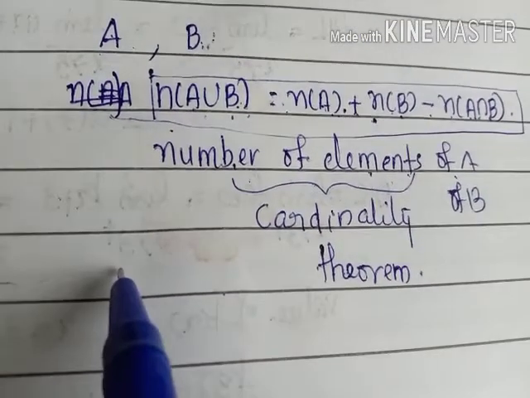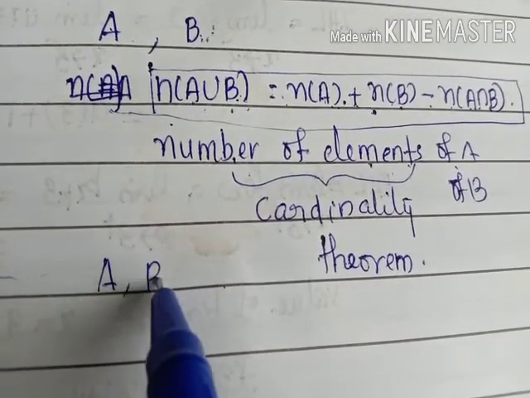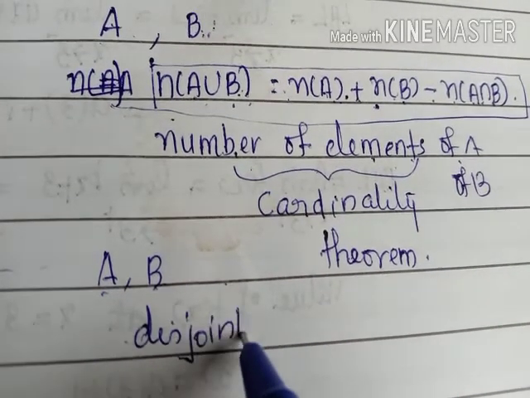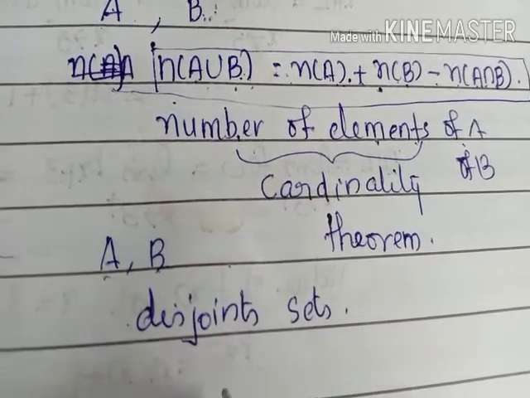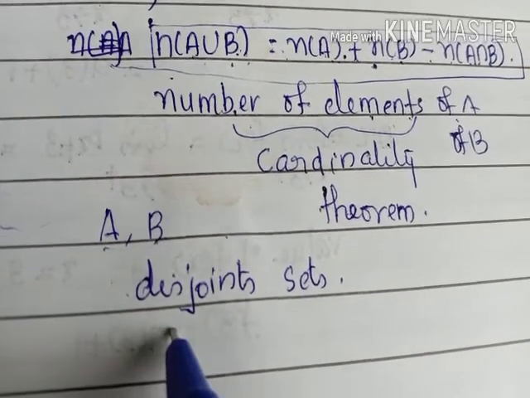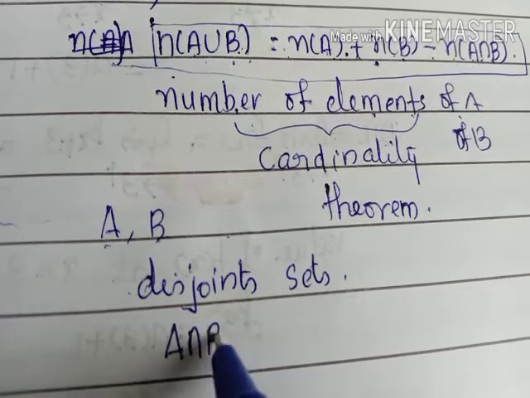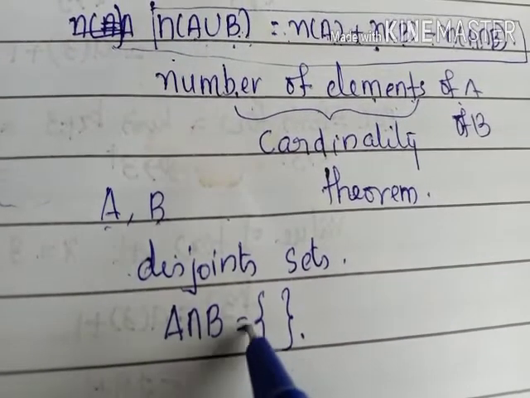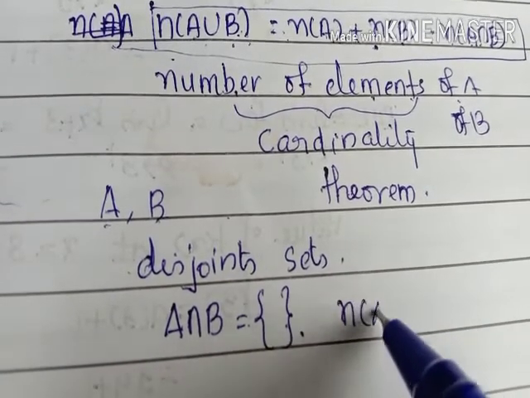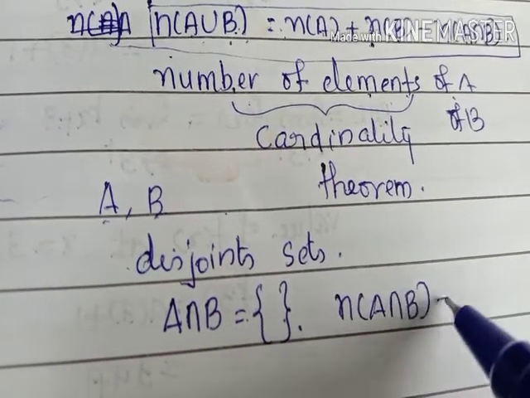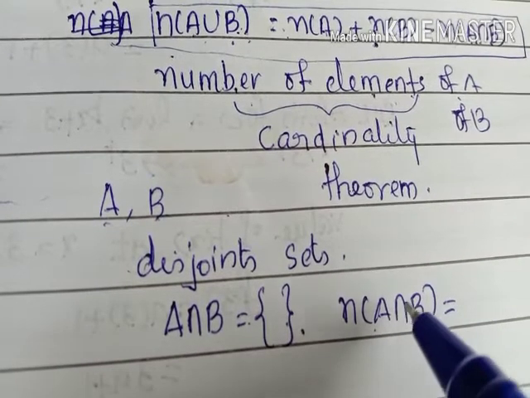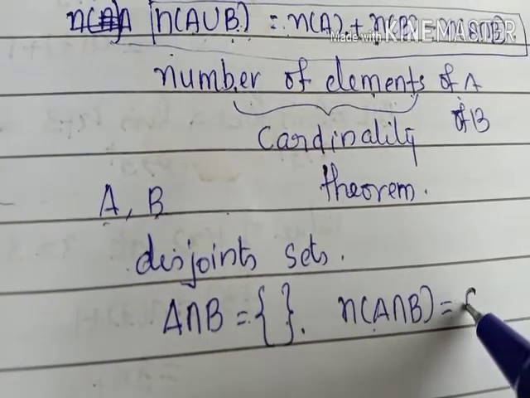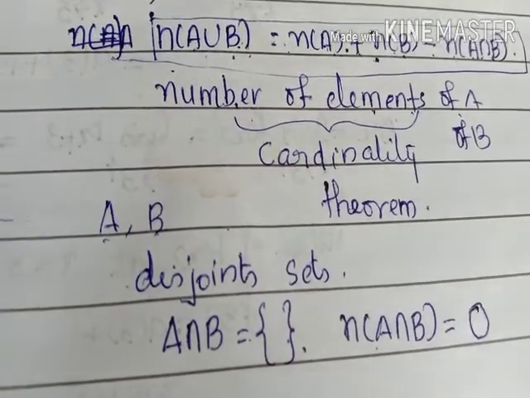Now suppose the given sets A and B are disjoint. For disjoint sets we know there is no common element, that is, their intersection is a null set. Therefore n of A intersection B, the number of elements in the set A intersection B, what is the number? There is no element. Therefore the number of elements is equal to 0.